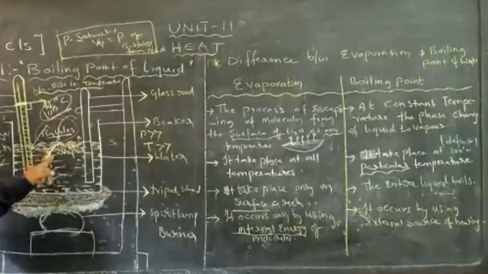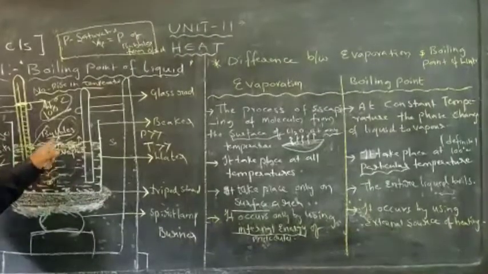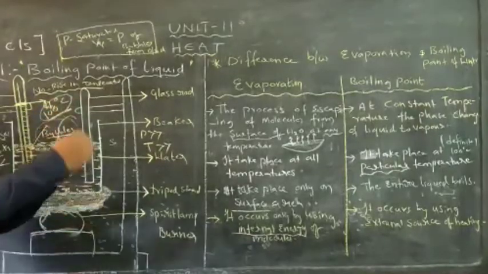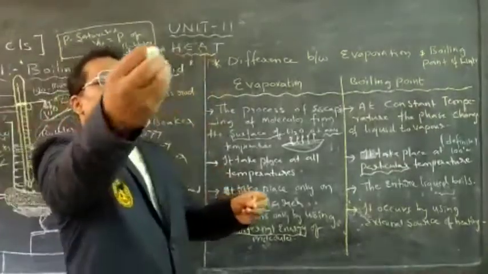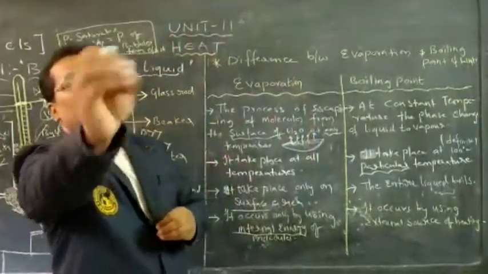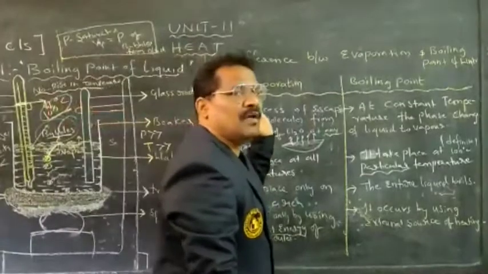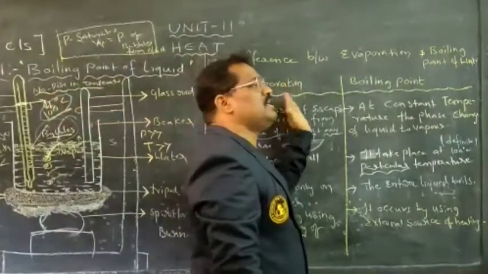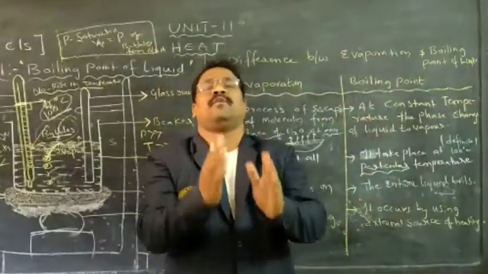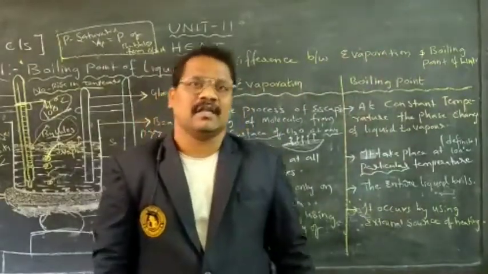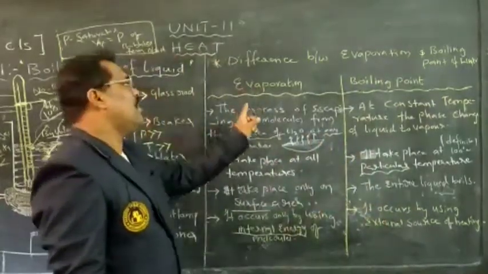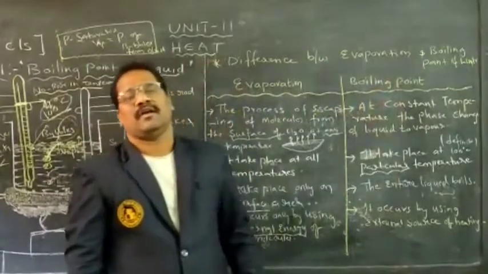Bubbles are gathered with saturated vapor. This saturated vapor pressure is equal to the atmospheric pressure acting upon the bubble. At that time, what happened? The saturated vapor will be released outside from the bubble at constant temperature. What happened there? The phase change of liquid to vapor is taking place. That is called boiling of any liquid. These are the major differences we have to keep in mind between evaporation and boiling.